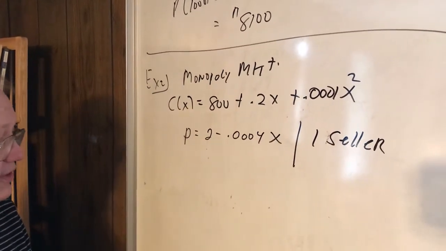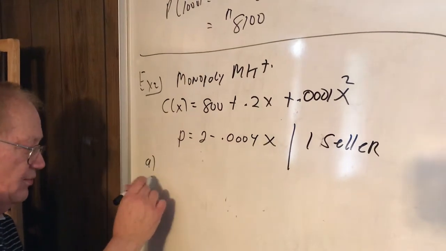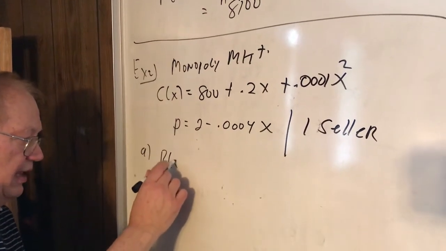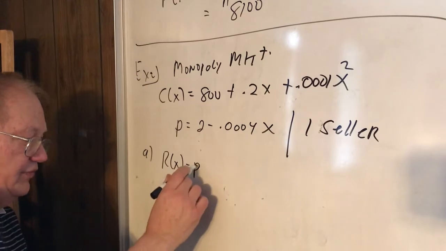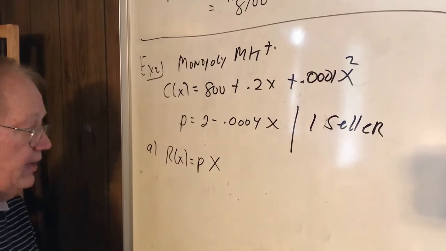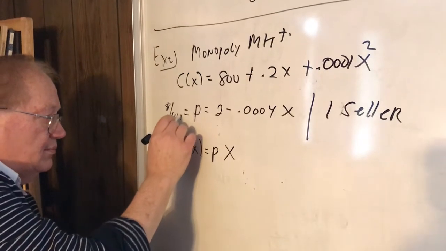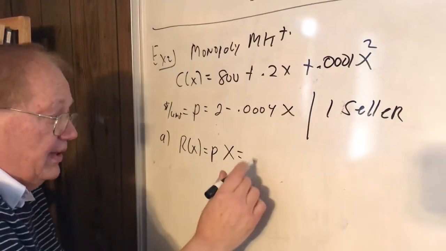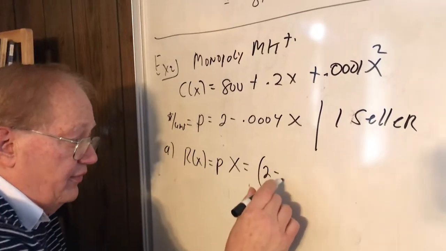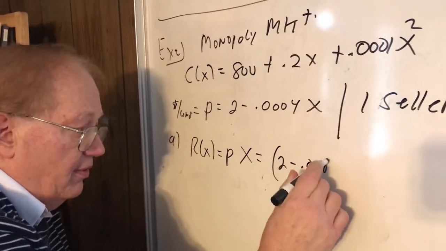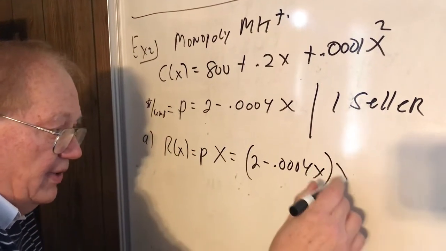So what do I have to do here? First, I have to find the revenue, and we know that revenue is price per unit times the number of units. So I'm going to take 2 minus 0.0004x and multiply it times x.